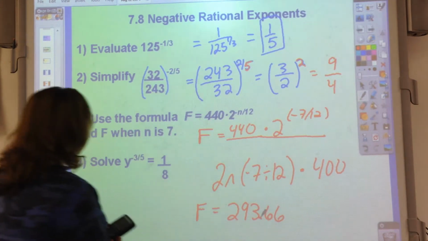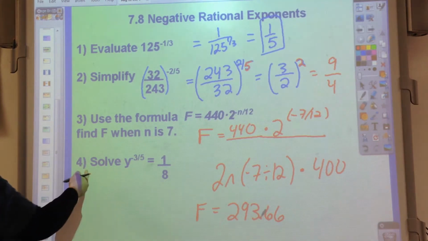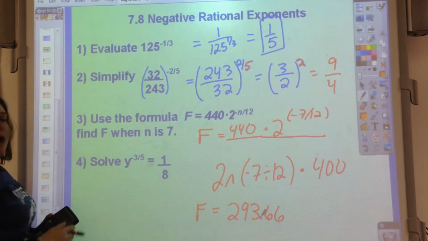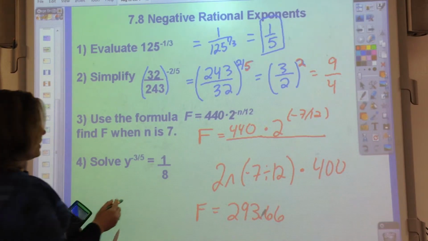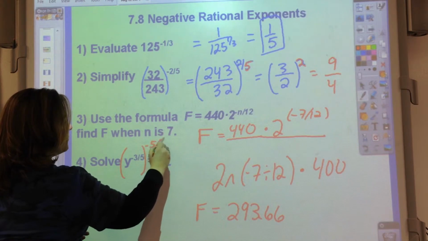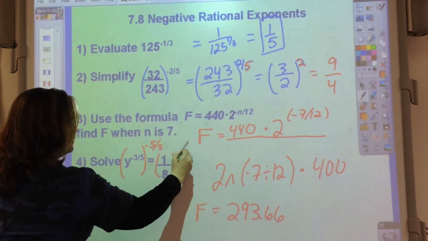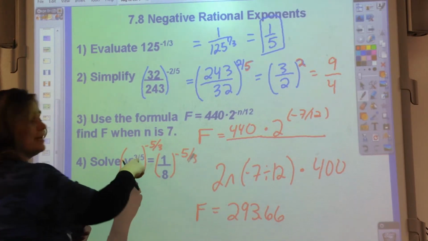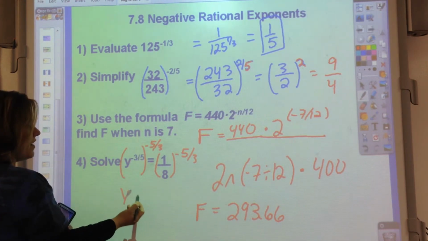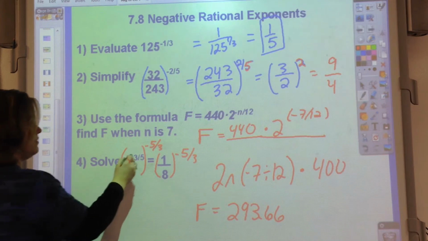293.66. All right, our last example for the day is to solve when y is being raised to a negative fractional power. So we're going to raise it to the inverse power of negative 5/3. Notice that a negative times a negative becomes a positive, and 3/5 times 5/3 cancels to 1.